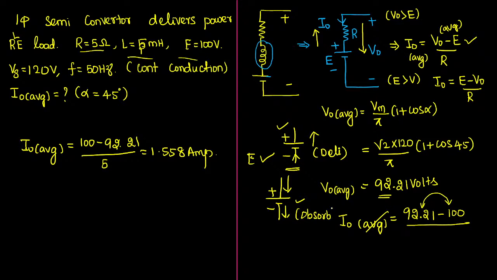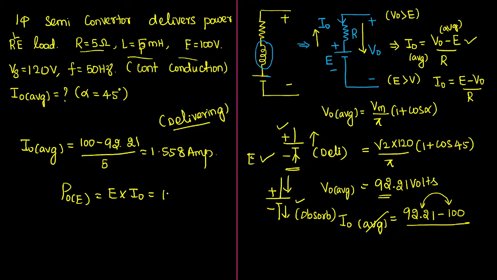Now, if you take our question, what is the case happening here? In our case, the battery is delivering the power. Why? We just found that the value of battery voltage is higher than the value of V naught average, so the battery is delivering the power. What is the power delivered by the battery? It is simply the product of battery voltage and the current delivered by the battery.